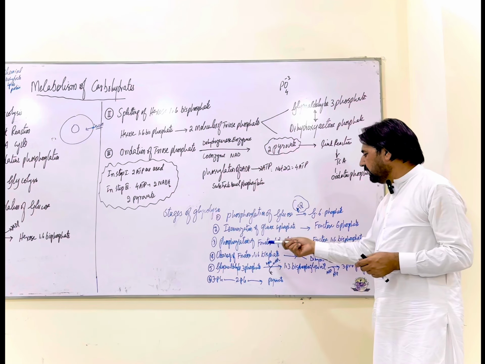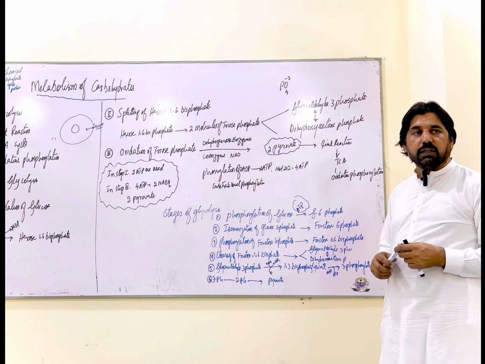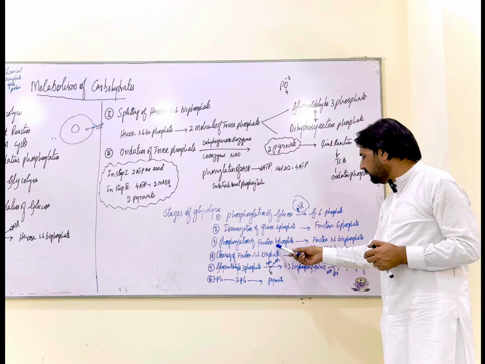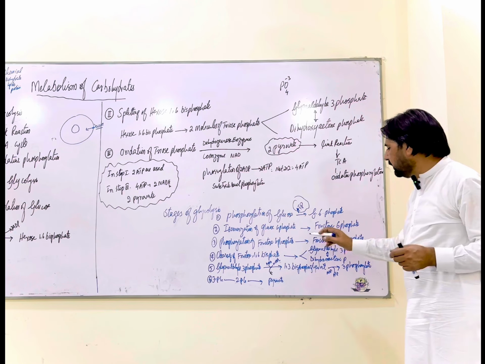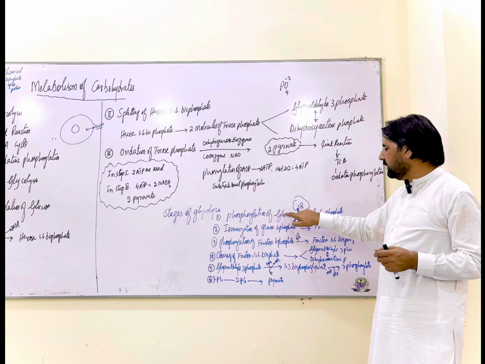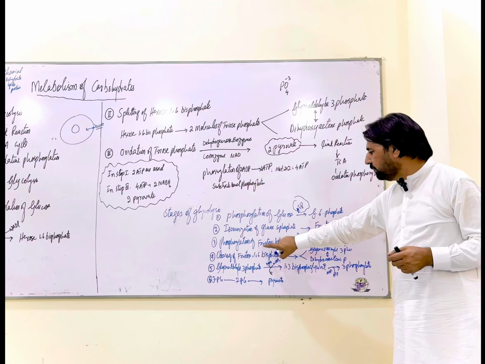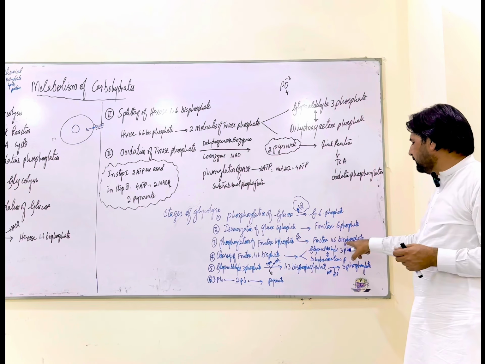The next step is phosphorylation of fructose 6-phosphate. As a result, one more phosphate is attached to the fructose to give us fructose 1,6-bisphosphate. Right over here, 2 ATP are used up in total. One ATP was used at the beginning in the phosphorylation of glucose, and the second ATP is used for the phosphorylation of fructose 6-phosphate to give fructose 1,6-bisphosphate.